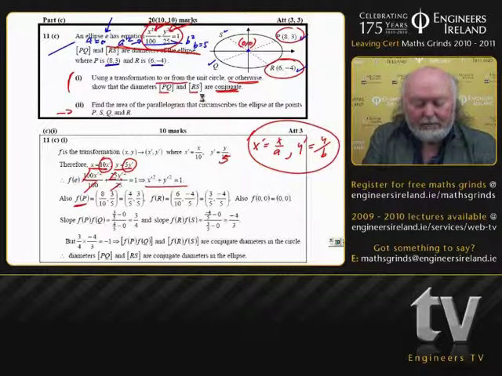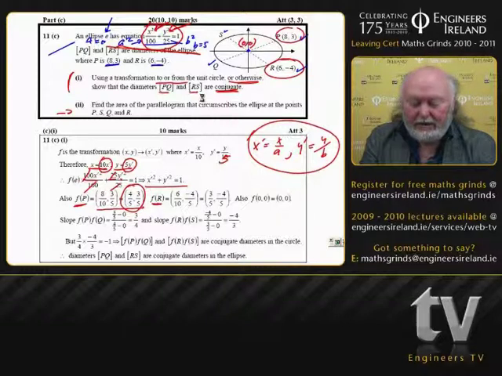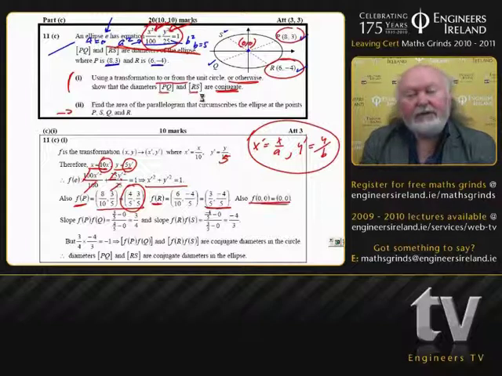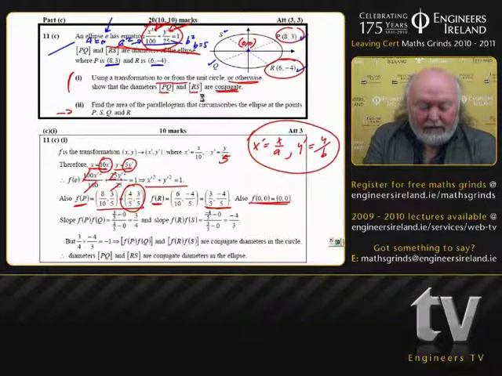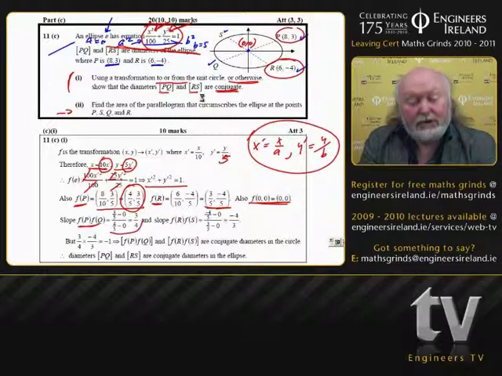F of P, just apply it, we get this answer. When we transform the R point, we will get that answer, and the center goes to the center. What's the slope of FP, FQ? Well, you've been doing that since first year. And the slope of the other one.